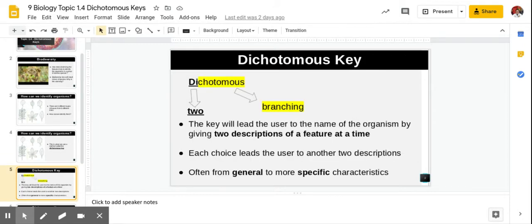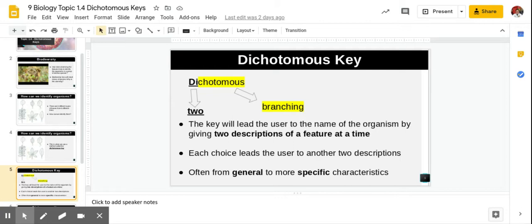Now, dichotomous has its origins from the prefix di, meaning two, and cotomous, meaning branching. So what it means is that in order for you to name the organism, we need to make sure that we have 2 descriptions of a feature at a time. And often there is a choice that will lead the user to another 2 descriptions.